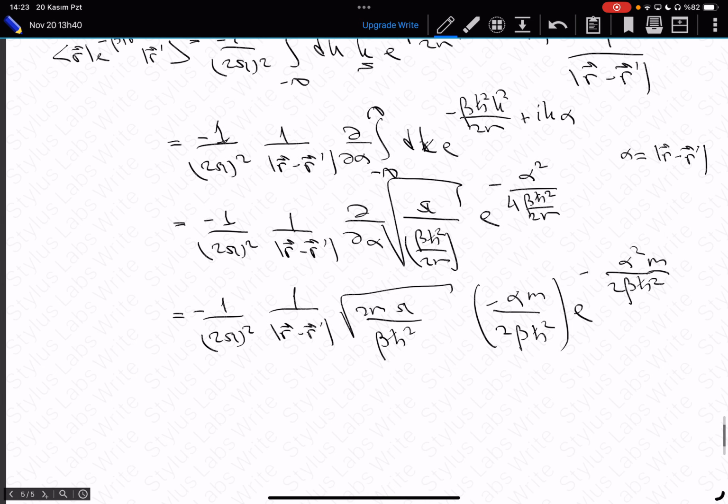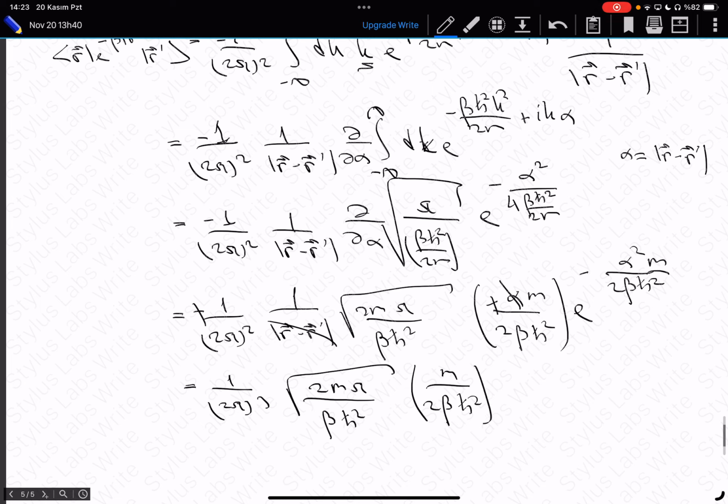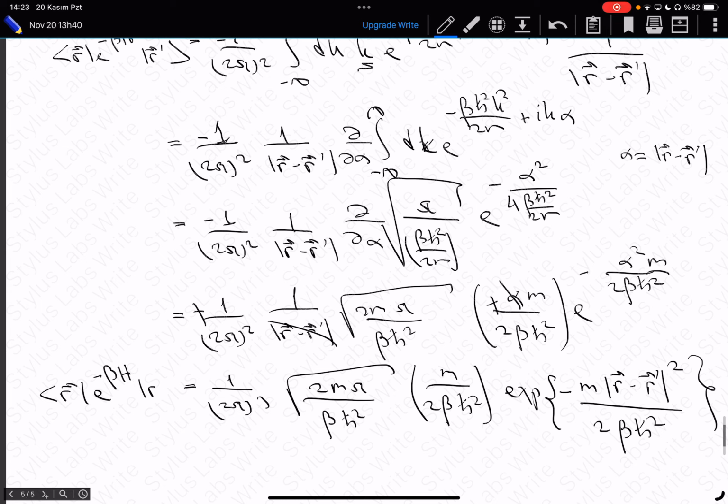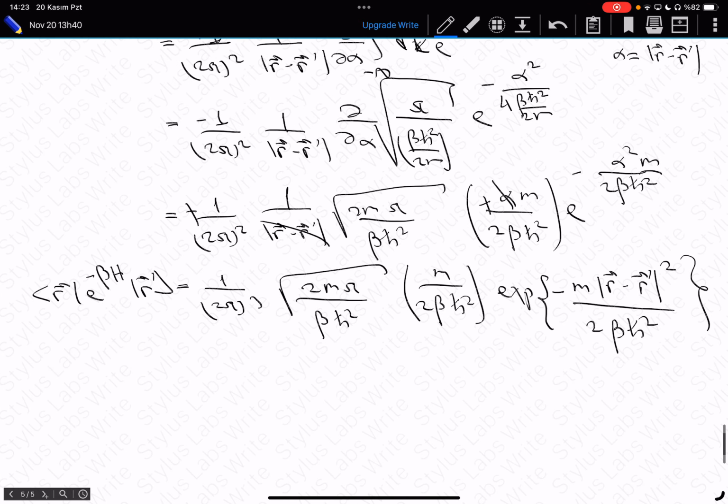Okay, when I use alpha equal to r minus r prime, this alpha cancels this one. This minus sign is cancelled by this minus sign, and we have 1 over 2 pi squared, square root of 2m pi over beta h bar squared, times m over 2 beta h bar squared, exponent of minus m (r minus r prime) squared divided by twice beta h bar squared, if I didn't make any mistake. So any questions up to here? Well, it's just quantum mechanics plus some algebra.